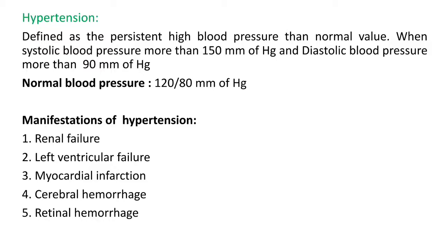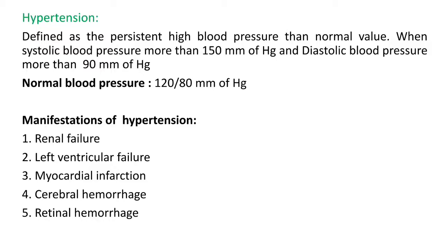So next one, hypertension. In general we usually call it high BP, high blood pressure, but in medical terms we should call it hypertension. So what is the definition of hypertension? Hypertension is defined as persistent blood pressure higher than the normal value. So what is the normal value? Blood pressure is 120 by 80 mm of Hg.